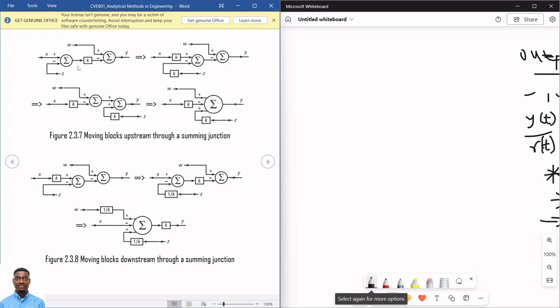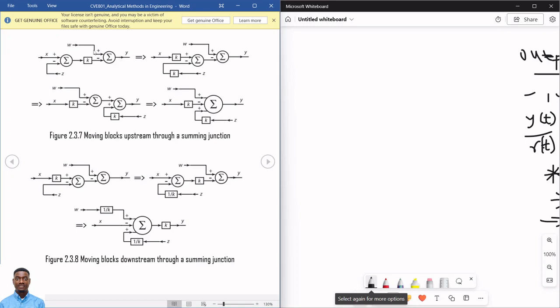So if we move a block downstream, which means, for instance, this K now, if I decide to move it downstream, which means I move it to the right of this summation block, that's downstream. If I move it to the left, in this case, downstream. If I move it to the right, in this case, upstream.